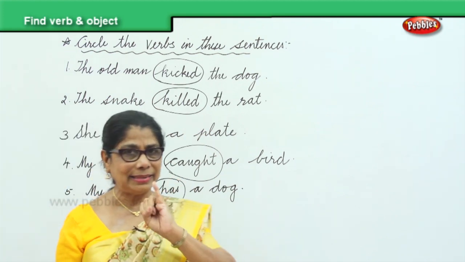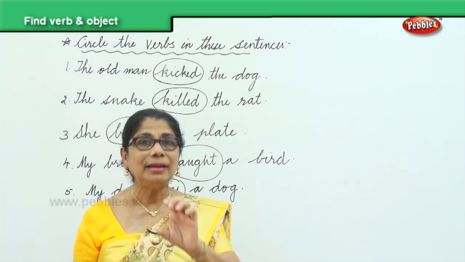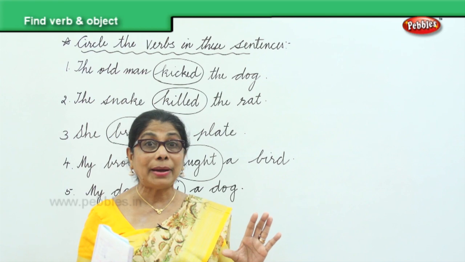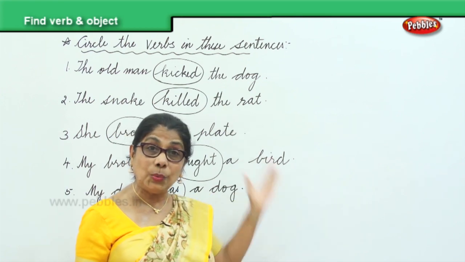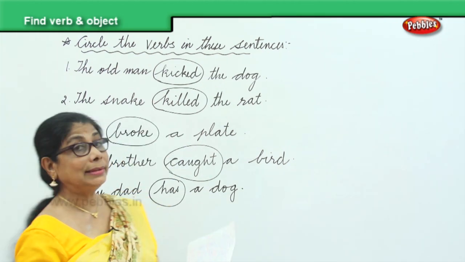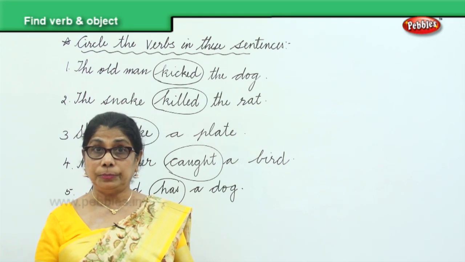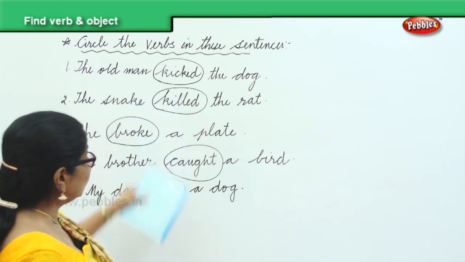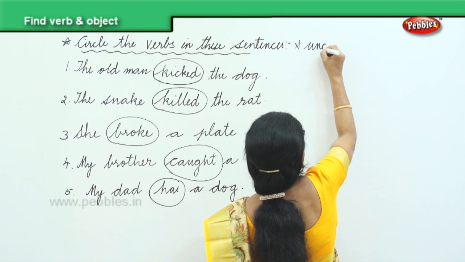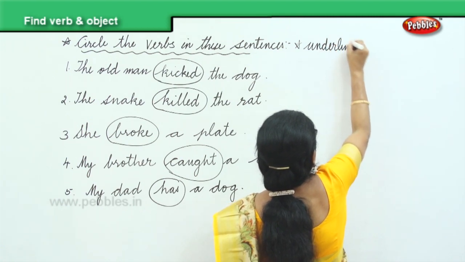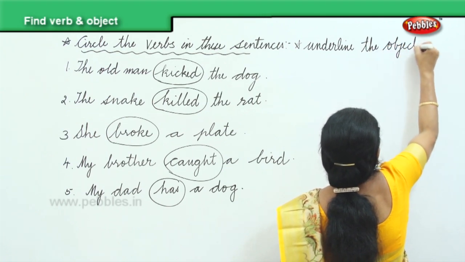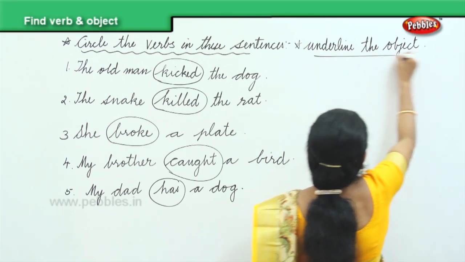In every sentence, there is a subject. There is an action done to the object. So you have an object, you have a verb, you have a subject. Three parts in a sentence. Learning to identify the verb is what we have done now. Next, what we are going to do is underline the objects. Now you circle the verbs. Next you underline the object.